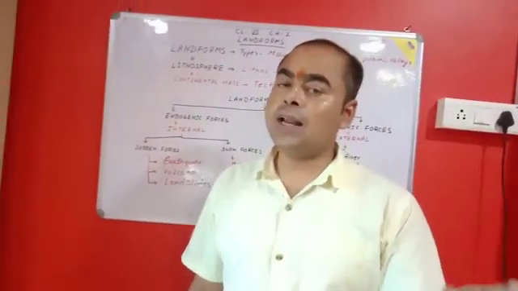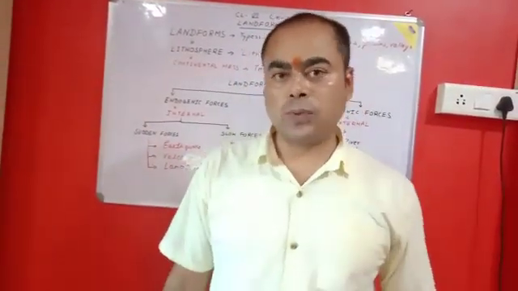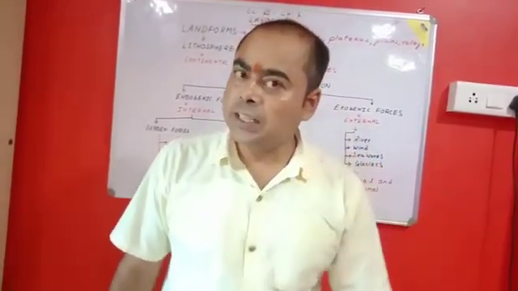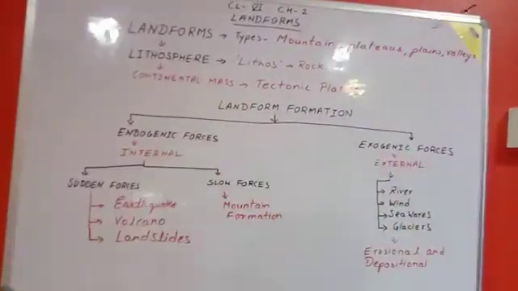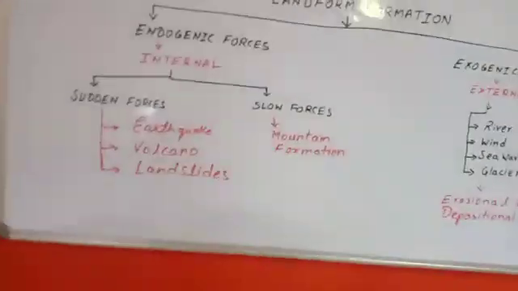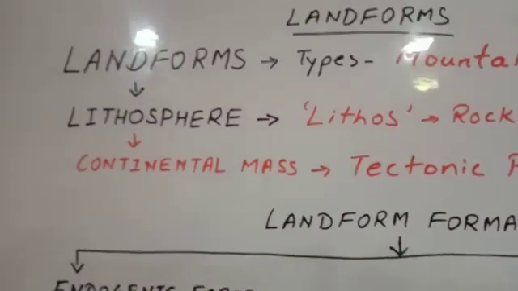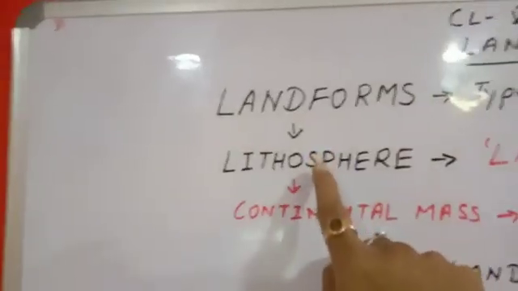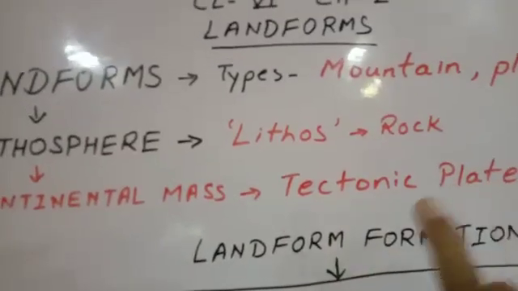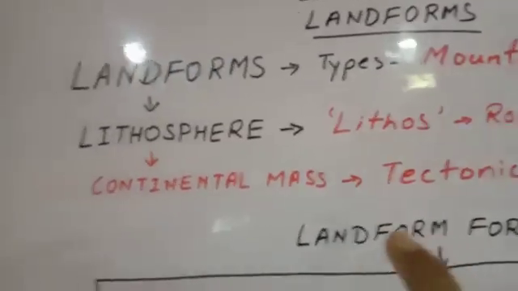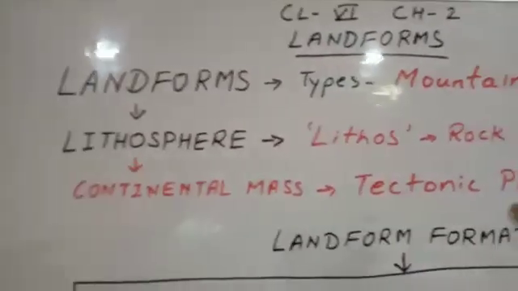Water is known as the hydrosphere, and land is known as the lithosphere. Now what is lithosphere? Lithosphere is derived from a word called lithos. Lithos means rock. So landform is also known as lithosphere, which means rock sphere.